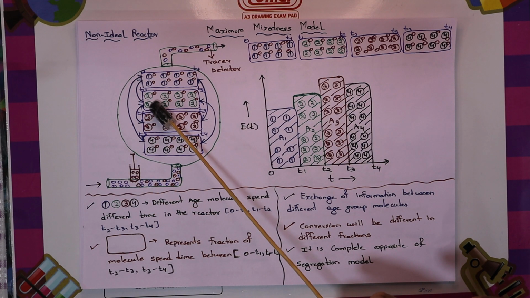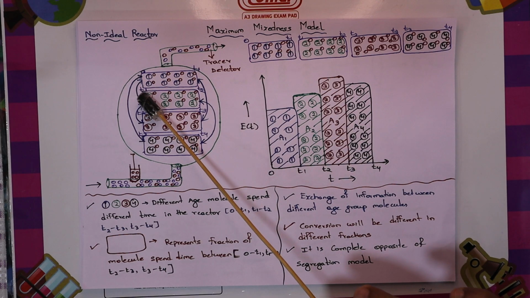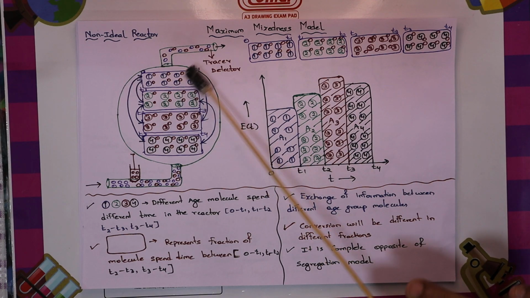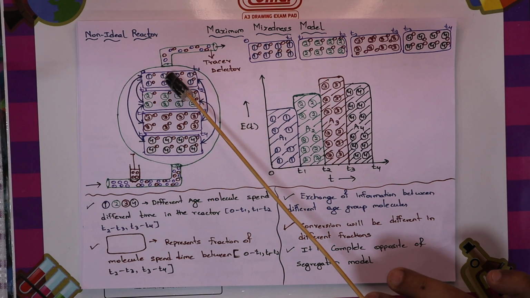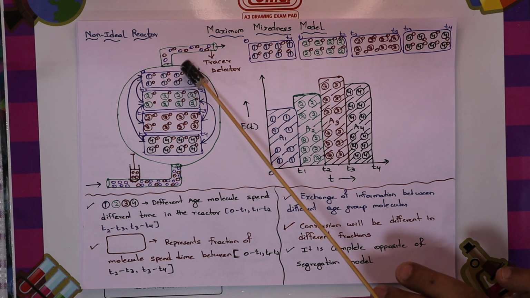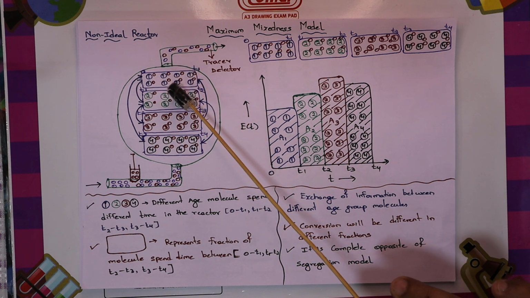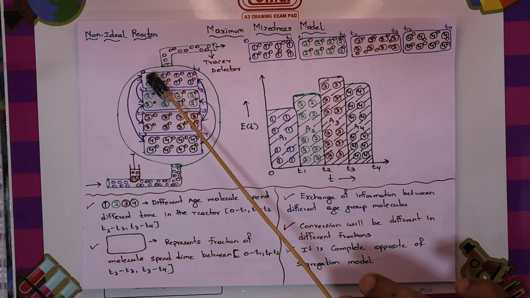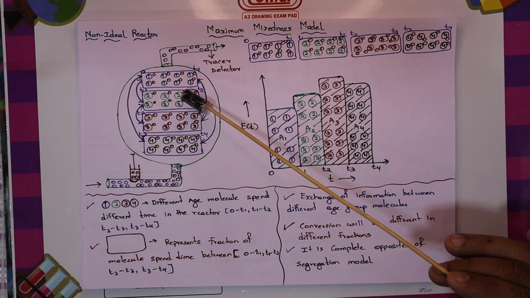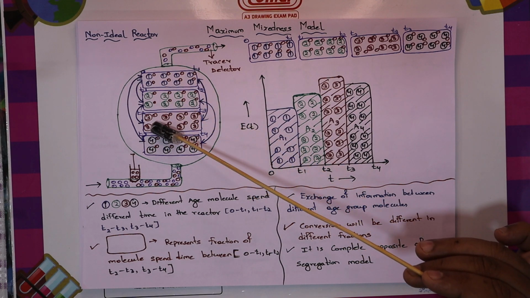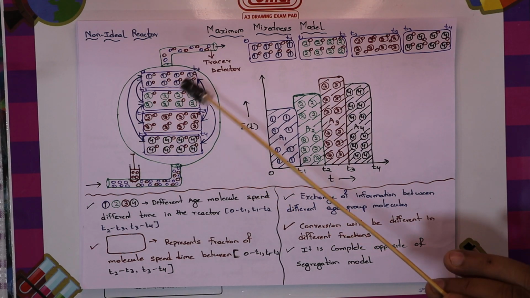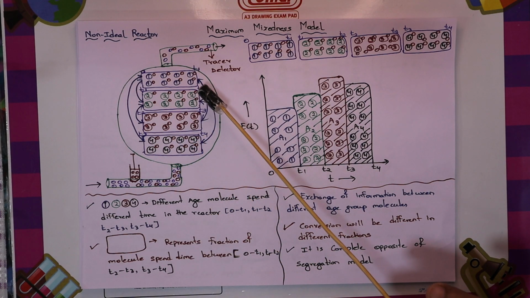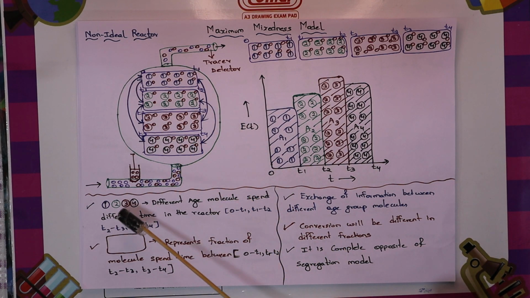Similarly, age 2 molecules, which spend time in the reactor between t1 and t2, will mix with the other molecules in this time and then exit the reactor. So before the molecules exit the reactor, they say hi, hello to everyone and then exit. That means information exchange and mixing take place among the different age molecules. This is the basic assumption of the maximum mixedness model, and this is the difference between the segregated and maximum mixedness models.